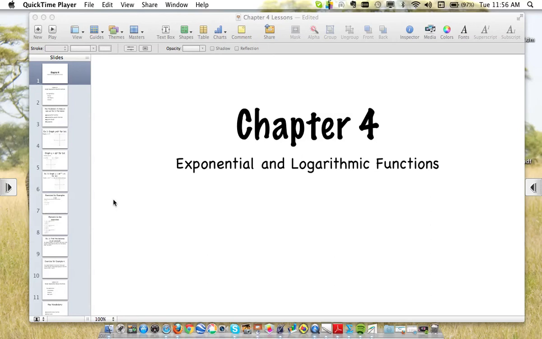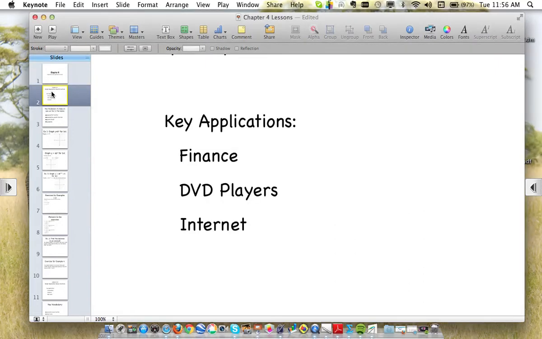We are going to start chapter 4 on exponential and logarithmic functions. For lesson 4.1, some key things we want to be on the lookout for: applications of exponential growth functions, which would be for finance, internet, DVD players. These are examples that will be seen either in the lesson, in the activities that we do, or in your textbook.